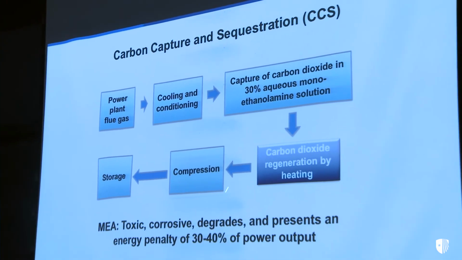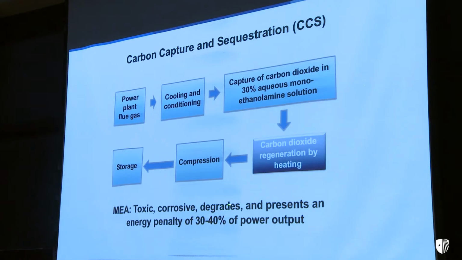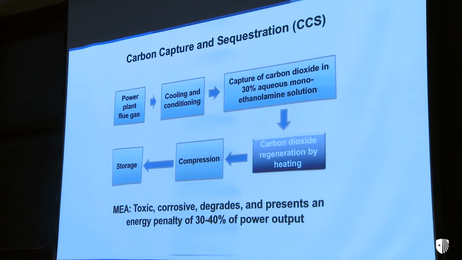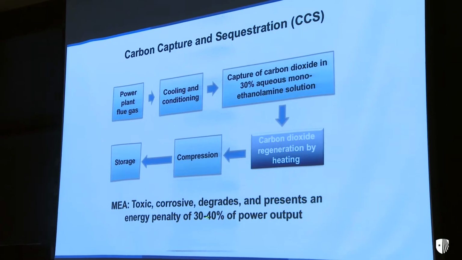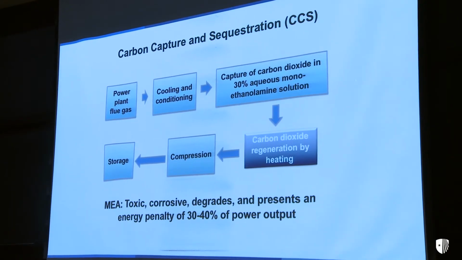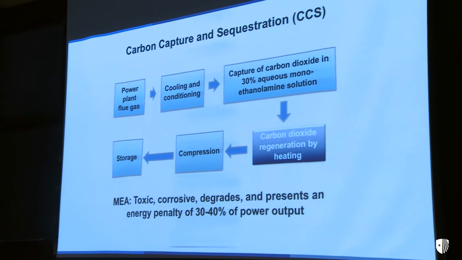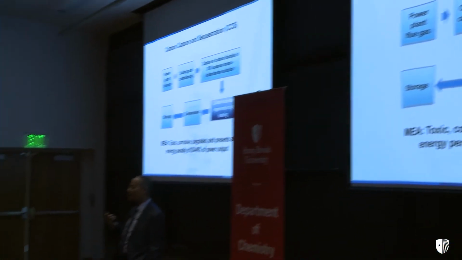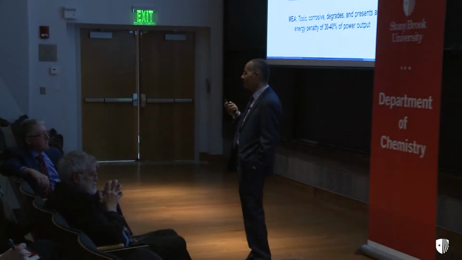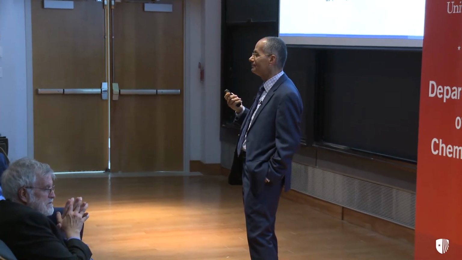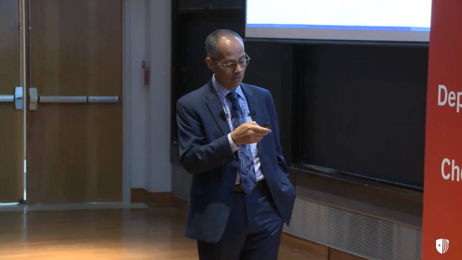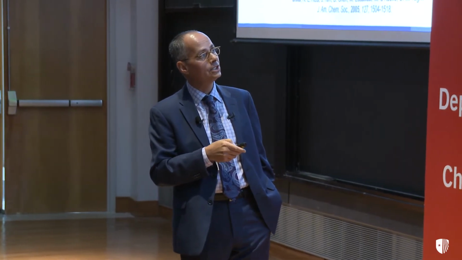Like I said, the ethanolamine solution not only is toxic and corrosive, but it degrades. And because you're heating water solutions, the heat capacity of water is very high. And so you're using potentially 30 to 40% of the power output of a power plant just to capture the carbon dioxide. So immediately from our point of view, we were thinking, if you could capture carbon dioxide in a MOF, a MOF is a solid, and MOF heat capacity is 1/10 the heat capacity of water, you should be able to do it with energy economy.